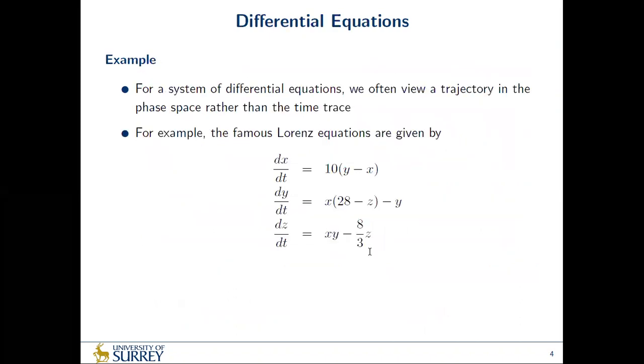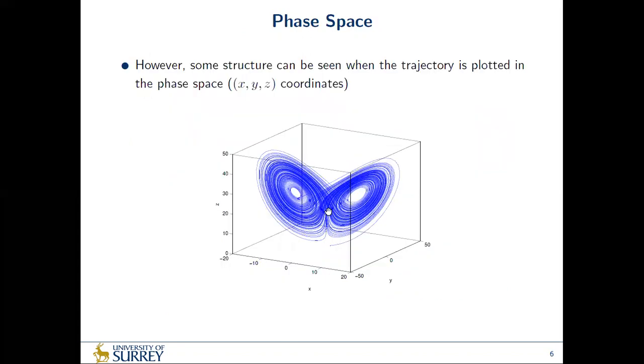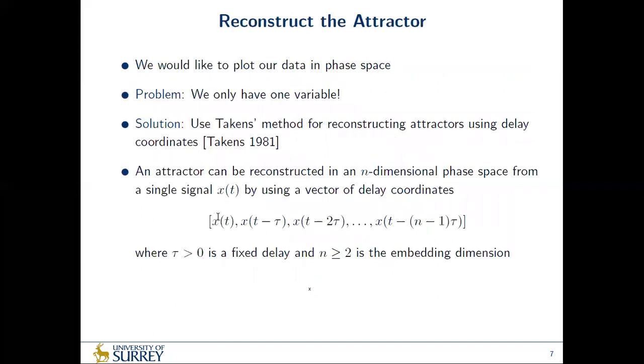We're all familiar with this with systems of differential equations. We often view trajectories in phase space rather than the time trace. If we take the Lorenz equations that we're all familiar with, then the time trace looks like this, and we don't usually look at the variables in this way. What we do is plot the variables in phase space, x against y against z, a curve parameterized by time, and we get some structure even from a chaotic differential equation. The trajectory goes round and around one side, then it flips over to the other side, going round and round, and so on. So some structure can be seen there in that attractor.